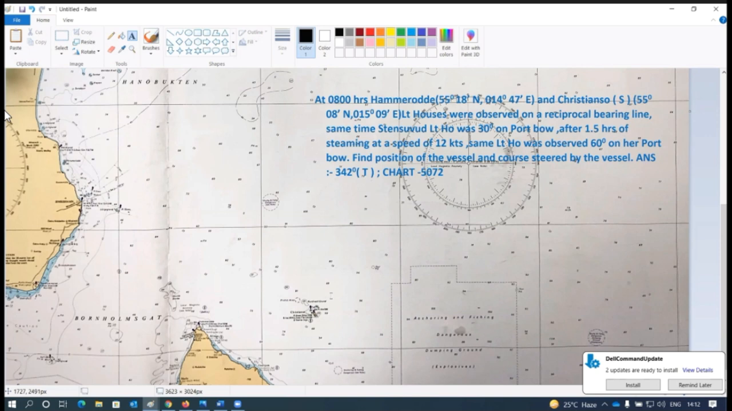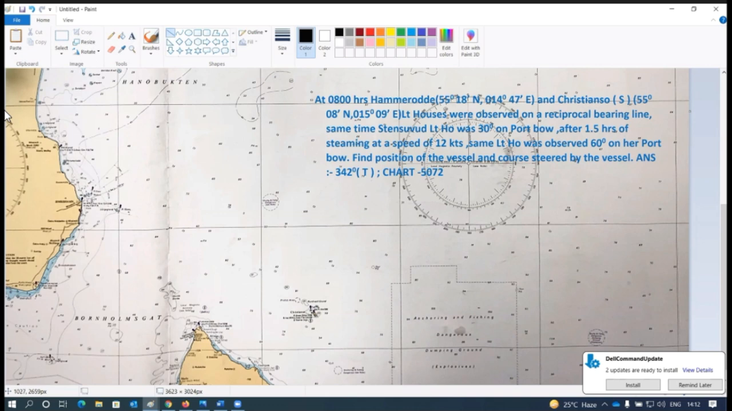So you have to find out the vessel's position and the course. Position is not given, it will come. The course is not known. So how to solve this problem? Okay. This is not a HSA, no running fix, nothing. They are entirely different types.